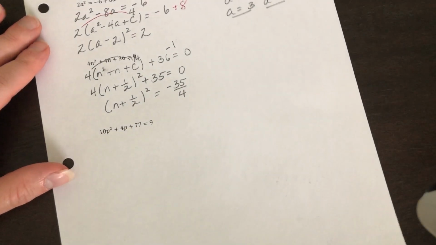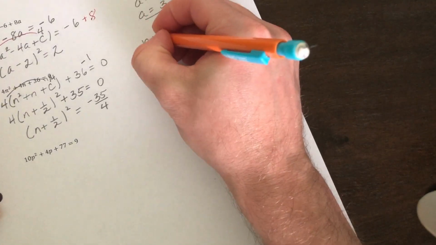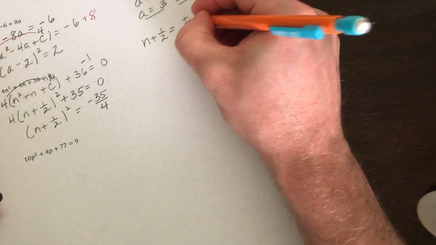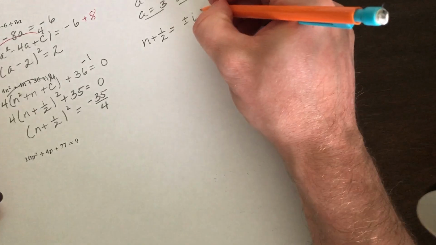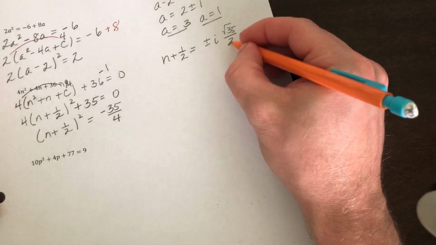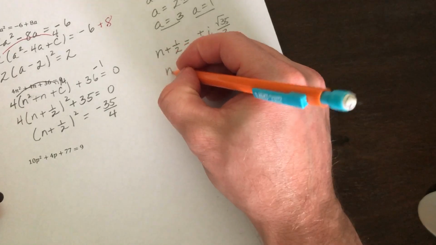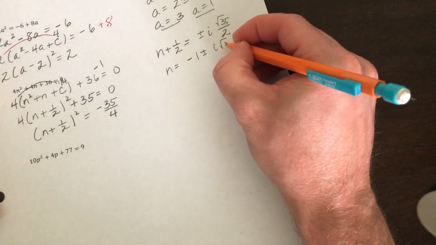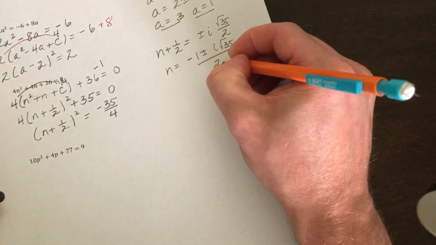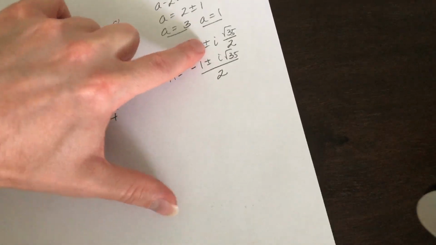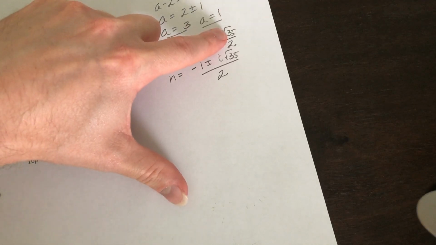To get rid of squared, we're going to square root both sides. So we get an i plus or minus i. Square root of 35 doesn't break down. Square root of 4 is 2. So this becomes negative 1 plus or minus i square root of 35 all over 2. Okay? Or you could write it as -1/2 plus or minus i square root of 35 over 2. Same thing.